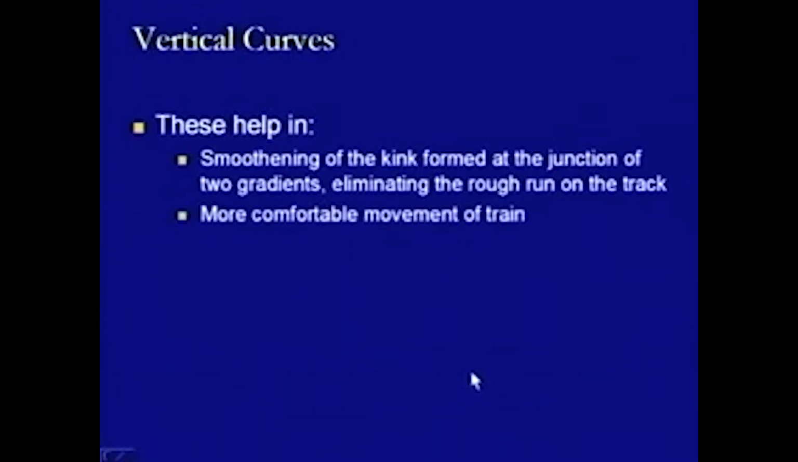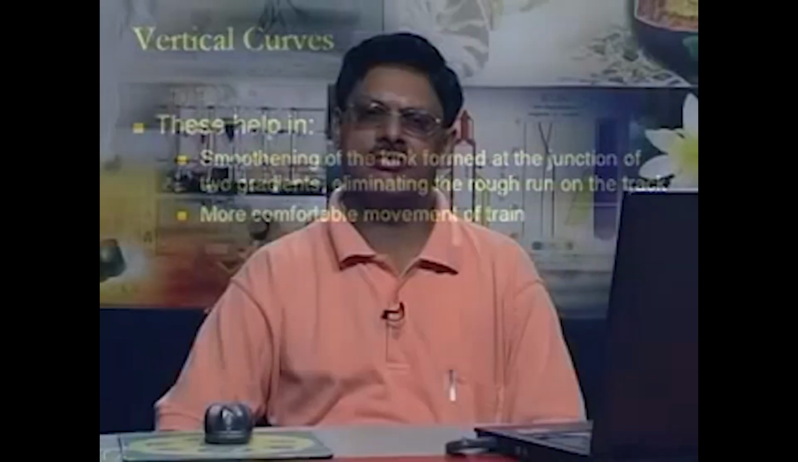Then these help in smoothing of the kink which is formed at the junction of two gradients. This is one aspect: the kink is eliminated and smoothened out. And as soon as the kink is smoothened out, it helps in smooth running on the track, therefore, the rough run is eliminated.